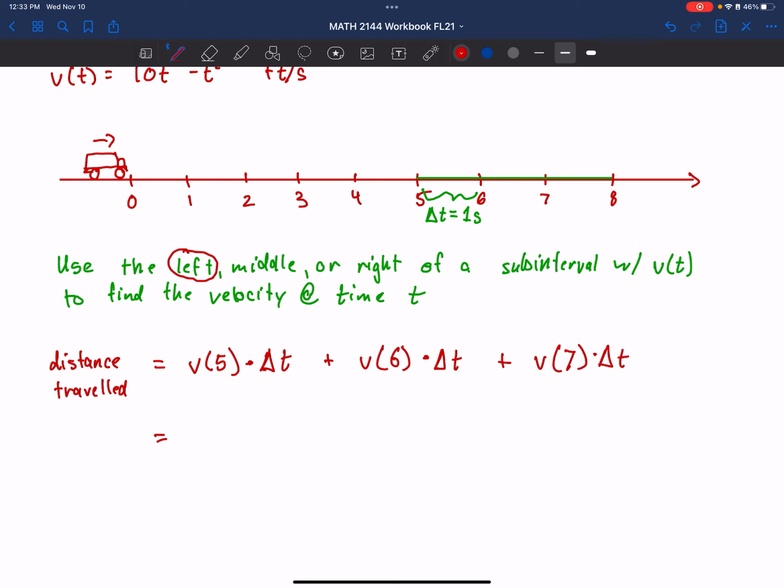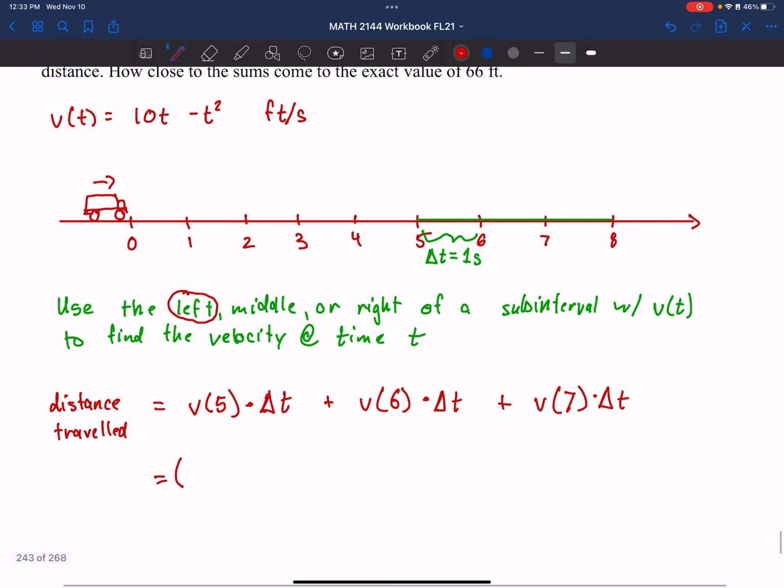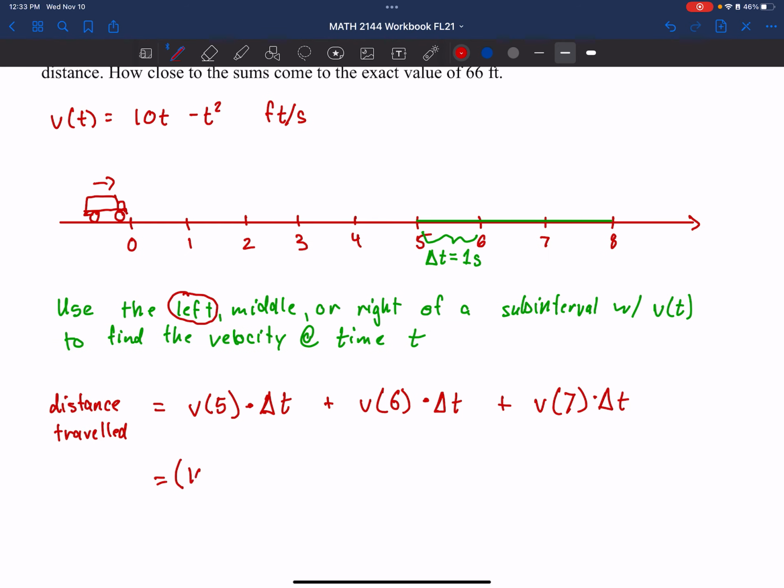So this is going to be, let's see, our function is up above. It's going to be 10 times 5 minus 5 squared, times delta t which is 1, plus 10 times 6 minus 6 squared, times delta t which is 1, plus 10 times 7 minus 7 squared, times 1.